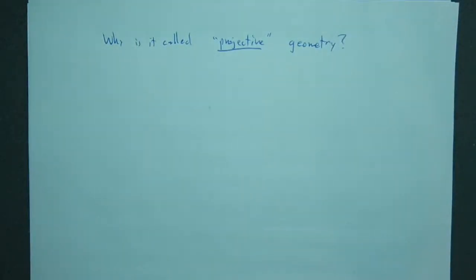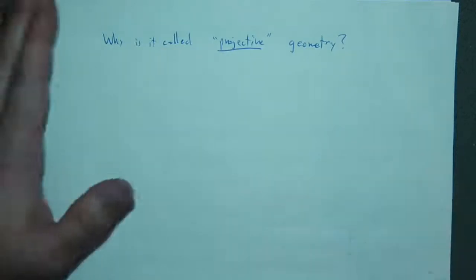Okay. So it turns out that our mathematical, made rigorous understanding of what perspective means has to do with the act or the transformation of projection. Okay. So why is it called projective geometry?